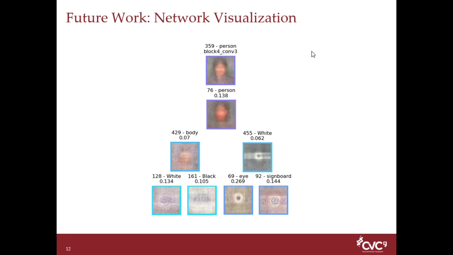Here is an example of a subnetwork that we were able to identify. We can see that the concept eye is created first and the concept body, and both of them are combined to create the concept person or face. Our goal would be to extend a visualization like this to the whole network. This would allow us to understand better networks and the criteria that they have to take some decisions.